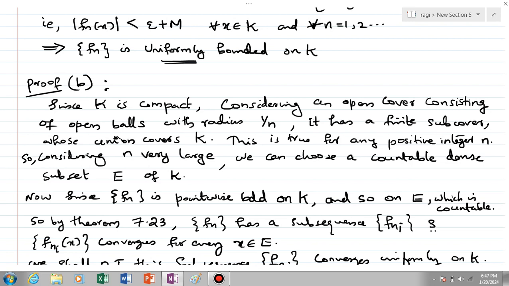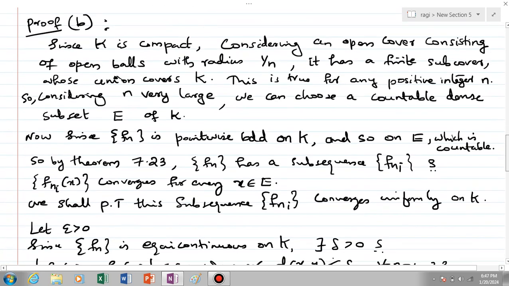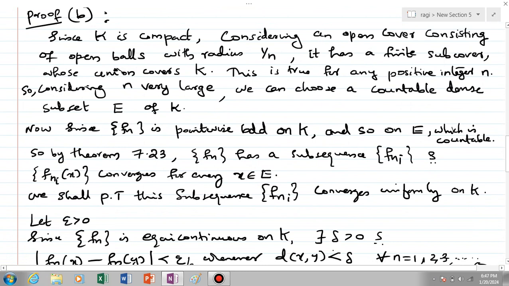Okay, so let E be the countable dense subset of K, and since the sequence Fn is pointwise bounded on K, it is pointwise bounded on E also, which is countable. So by theorem 7.23, this sequence Fn has a subsequence Fni such that Fni of x converges for every x element of the countable set E. Okay, we shall prove that this subsequence Fni converges uniformly on K.